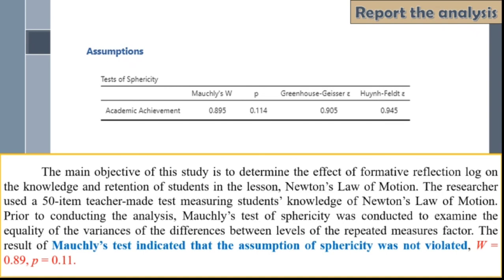The main objective of this study is to determine the effect of formative reflection log on the knowledge and retention of students in the lesson Newton's Law of Motion. The researcher used a 50-item teacher-made test measuring students' knowledge of Newton's Law of Motion. Prior to conducting the analysis, Mauchly's test of sphericity was conducted to examine the equality of the variances of differences between levels of the repeated measures factor. The result of Mauchly's test indicated that the assumption of sphericity was not violated, represented by the given values.